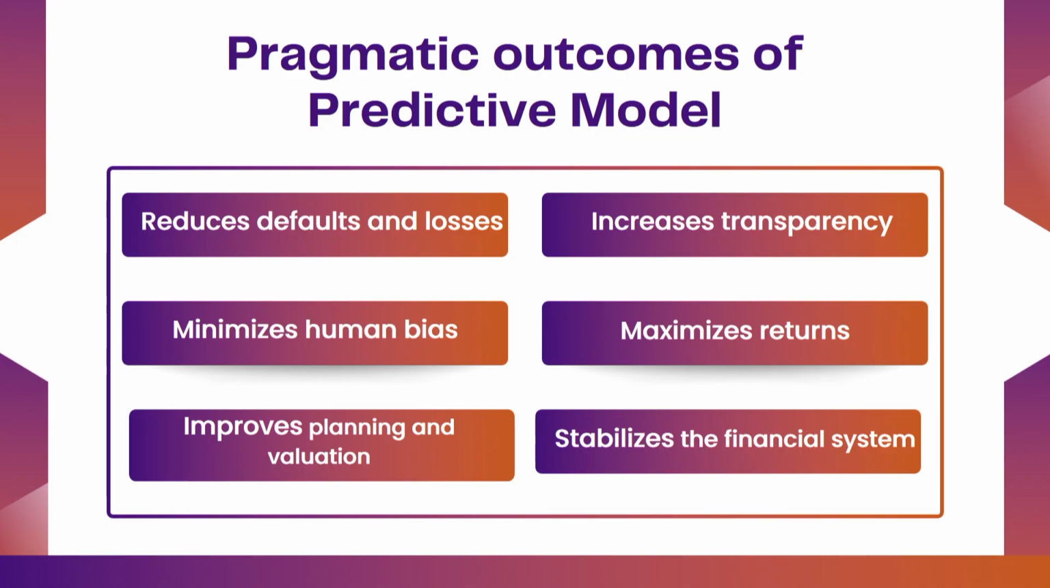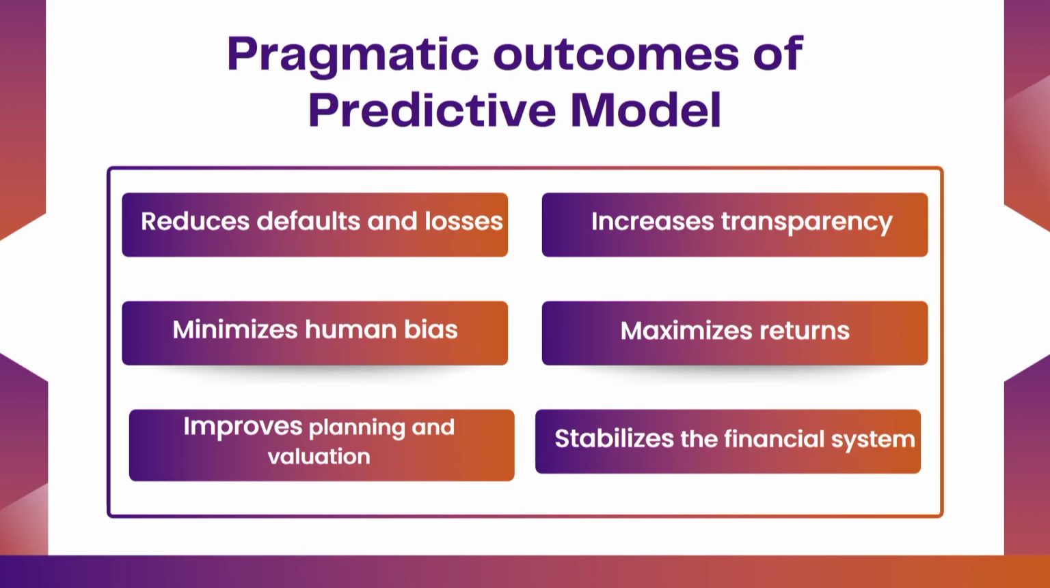Moving further, when you talk about predictive models, we have discussed significance, we have discussed benefits. Now, we are going to delve into the pragmatic or realistic outcomes as a consequence of the use and application of predictive models at the end of the users community and at the end of the stakeholders community. To start with, one of the fundamental pragmatic outcomes is that it reduces defaults and losses.